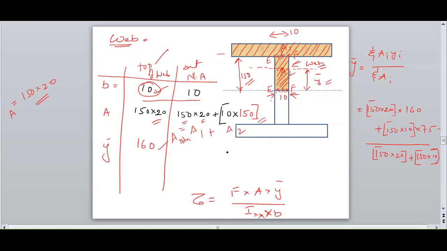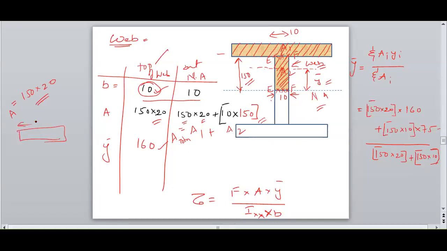I will get the A1 plus A2 area, that is the shaded area above the EF line. Now the EF line is at the neutral axis. Above the neutral axis, I need to consider the shaded area. Therefore, I need to find out the Y bar for this composite section. Now it is a T cross section.